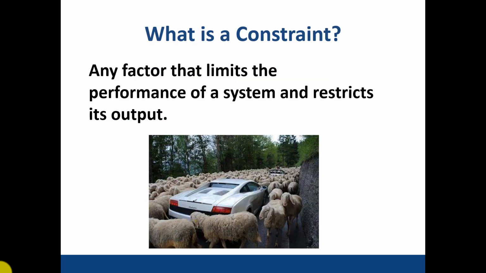So what is a constraint? Any factor that limits the performance of a system and restricts its output. In other words, consider this picture in which every element that you see here, the animals, the cars, is what we can call the system. And all these elements are moving forward. Even though they look like these guys here that are moving in the opposite direction, they're all moving forward.